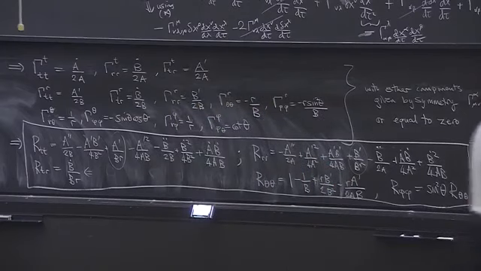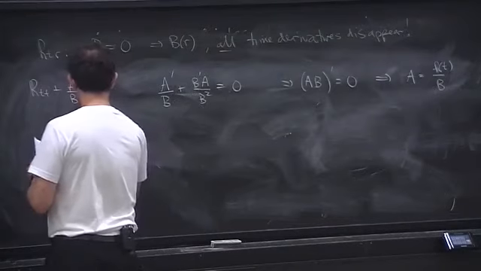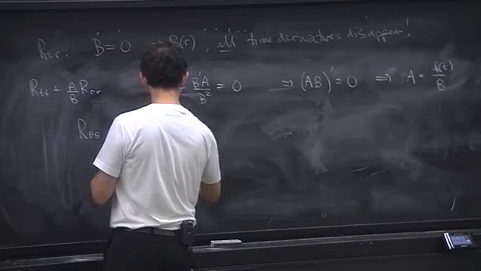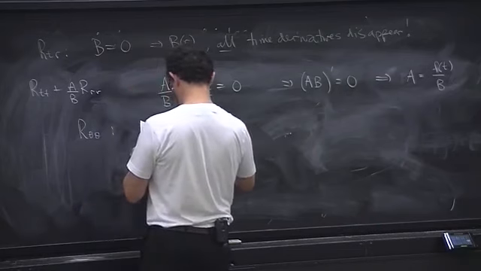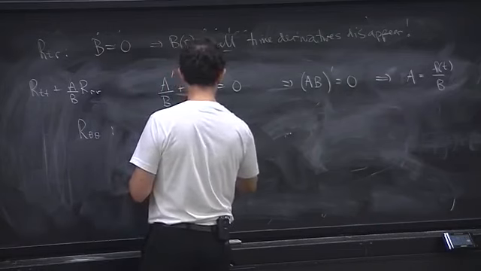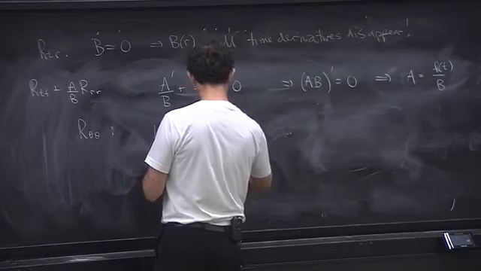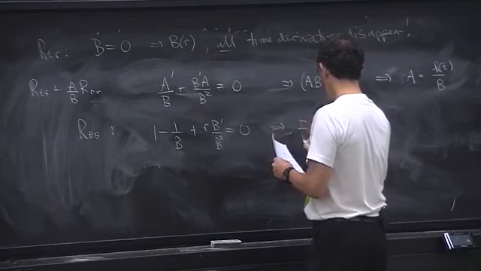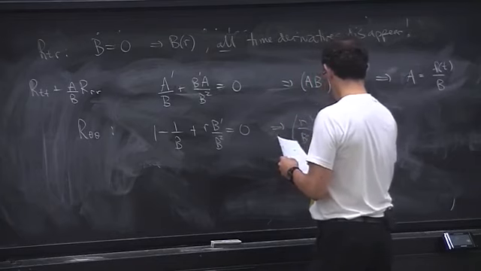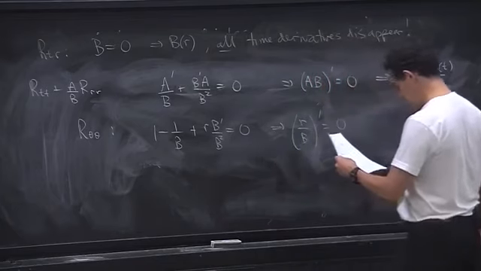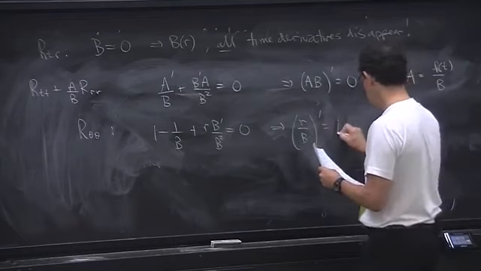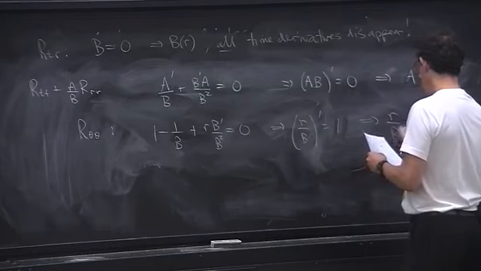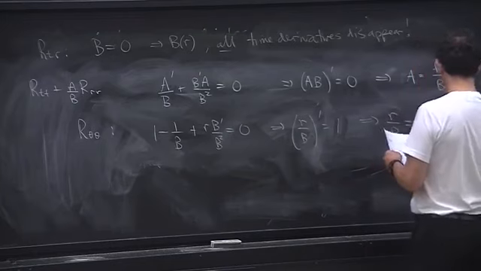And so R theta theta becomes 1 minus 1 over B plus R B prime over B squared equals 0. And this implies that R over B prime equals 1. And this implies that R over B is equal to R plus constant.